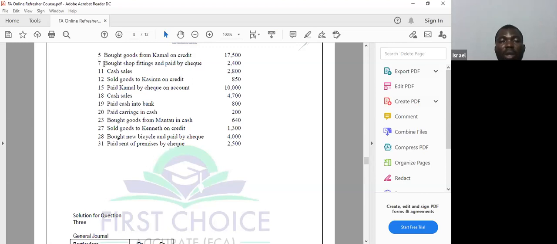7th of August: bought fittings and paid by check, 2,400. Now, since the fittings are paid by check, it means that two accounts are involved here. What are the accounts involved? Number one is the shop fittings, and shop fittings is a non-current asset, because it's going to last more than one year. And how did we pay? We made the payment by check.